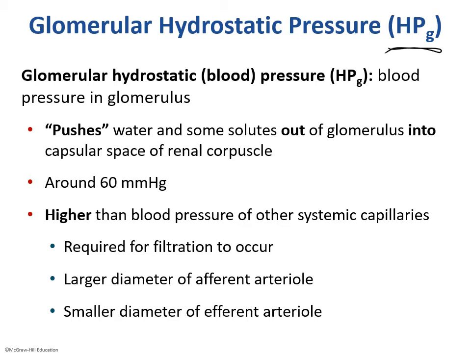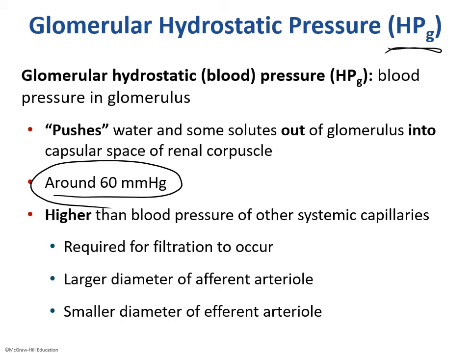So this is the blood pressure that's inside the glomerulus. Like I said, this was about 60 millimeters of mercury. This is a really high pressure. The reason why this is so high is that the diameter difference between the afferent and efferent arteriole really does make a difference. The afferent arteriole is much bigger, so it's going to allow much more blood to flow through. We're getting a lot of blood flowing through those glomerular capillaries, and then they have a very small place to exit. That efferent arteriole is very, very small.